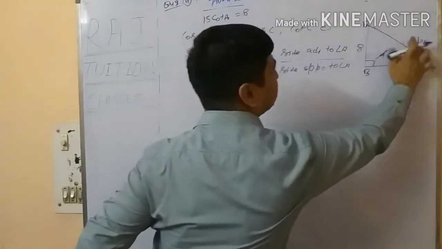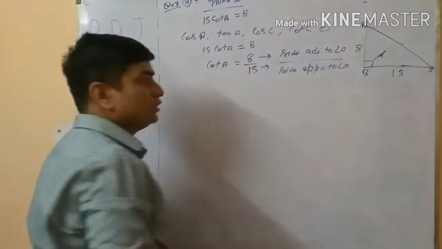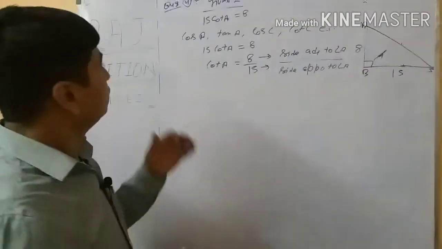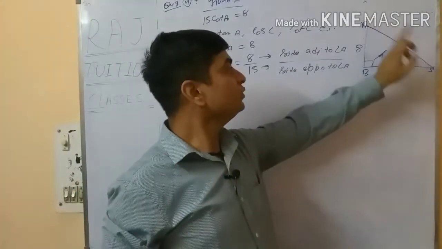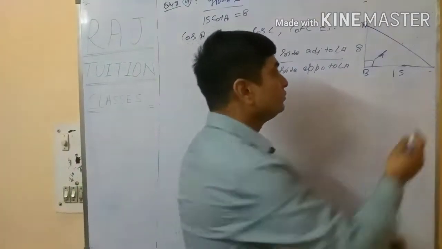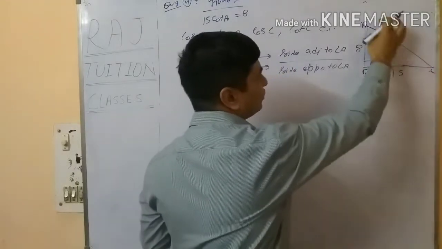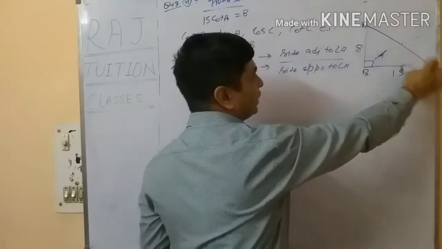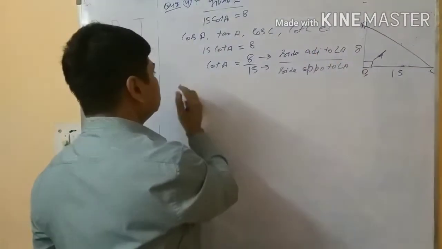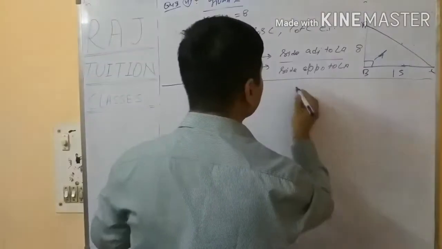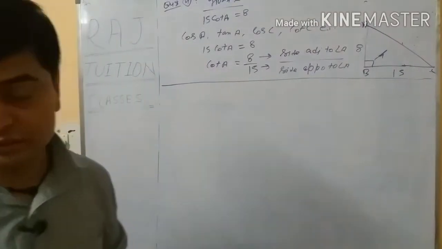So the rest of the process is similar to what you have done in questions number 1 and 2. You have to find the hypotenuse. So AC squared, by the use of Pythagoras theorem, you will find AC, and after finding AC, you can find all these ratios. So I'm not going to calculate this. You have a lot of time to do this.